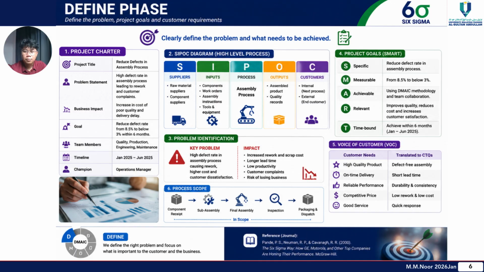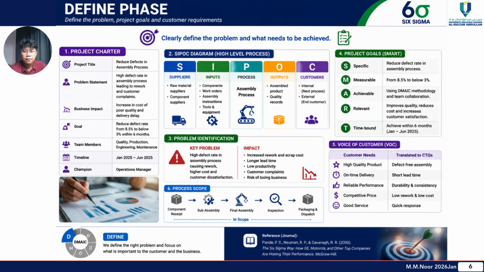And then we have the problem identification. It explains the key issue being addressed. For example, high defect rate, cost of rework, increased cost, longer lead time, and customer dissatisfaction. Understanding the impact helps justify the improvement project.